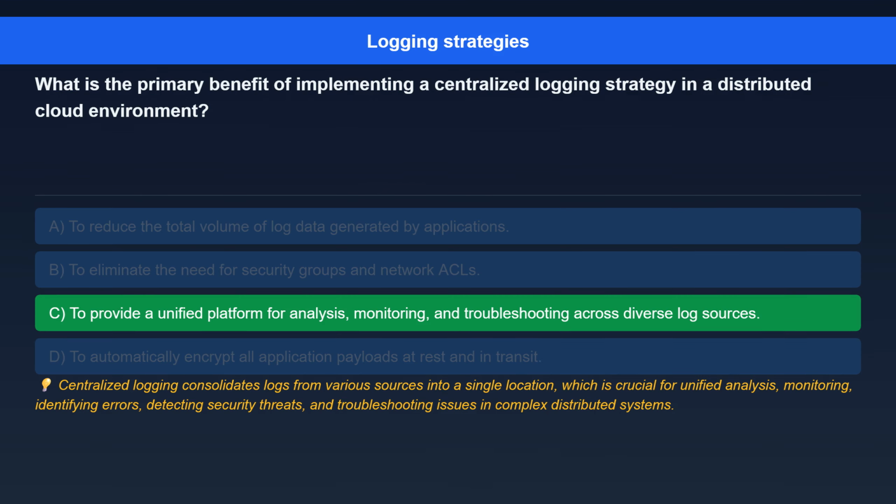The correct answer is to provide a unified platform for analysis, monitoring, and troubleshooting across diverse log sources. Here's the explanation. Centralized logging consolidates logs from various sources into a single location, which is crucial for unified analysis, monitoring, identifying errors, detecting security threats, and troubleshooting issues in complex distributed systems.